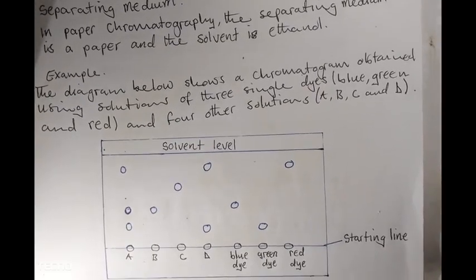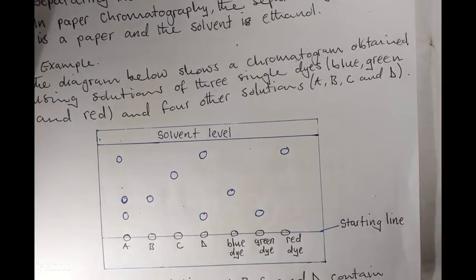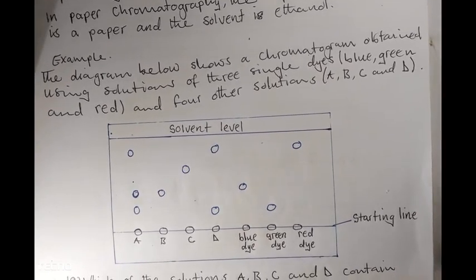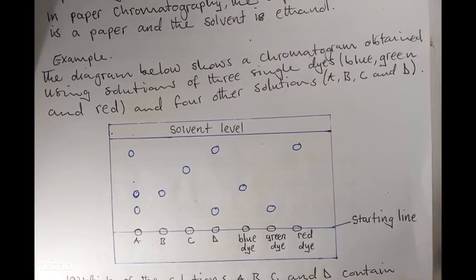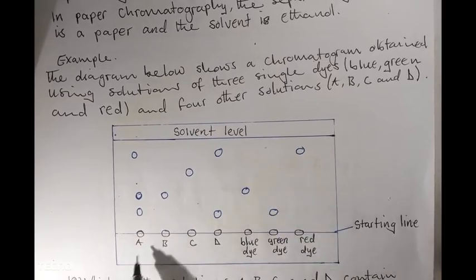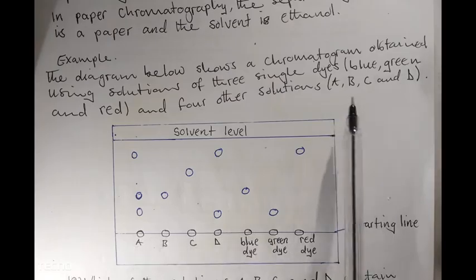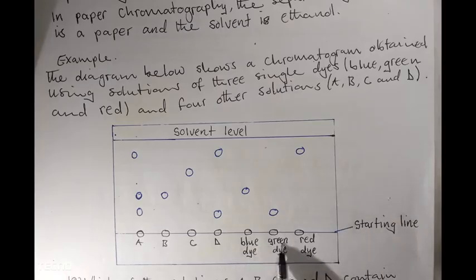Now, to answer this, we have the diagram, which you will be seeing especially in chemistry. As you can see here, we are told that we have the single dyes, and having these single dyes, we also have A, B, C, D. The first thing I need to explain is that this is the starting line.